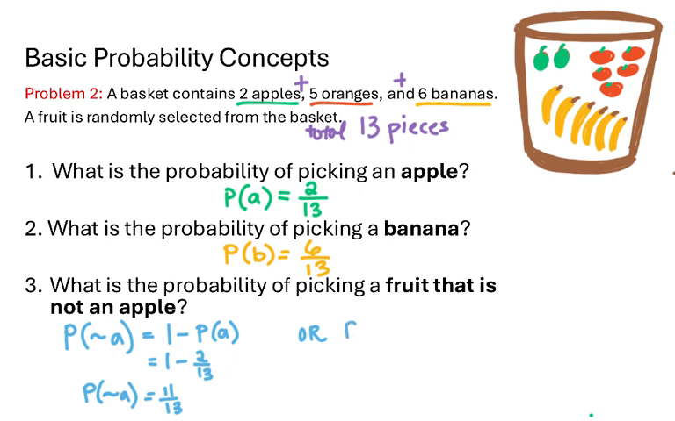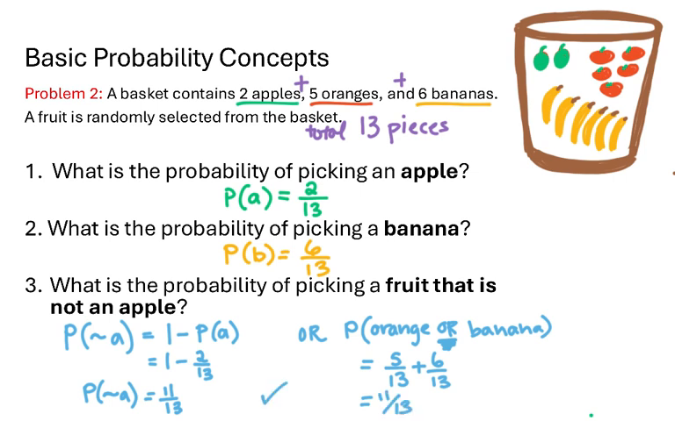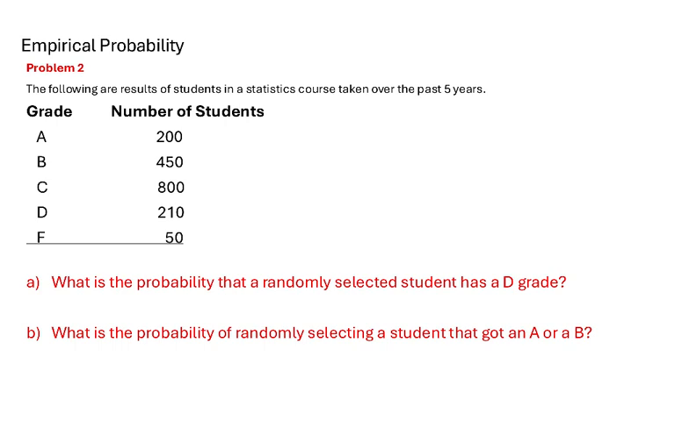Now you can think about it another way, however. If it's not an apple, that would be the probability of picking an orange or a banana. We'll talk about this more in the coming slides, but you can always think of 'or', when we're talking about probability, as a plus sign. So the probability of orange or banana is the probability of an orange, which is 5 out of 13, plus the probability of a banana, 6 out of 13. Look, we end up getting the same answer that we got doing it the first way. Either is fine.